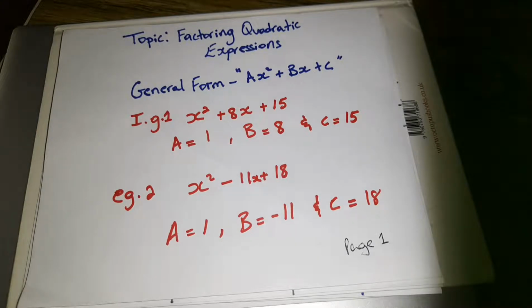Now, factorizing quadratic expression, the general form is x squared plus bx plus c. Notice for the x squared, the coefficient is called a. For the x term, the coefficient is called b, and the c term is a constant. Example, x squared plus 8x plus 15, where a is 1, b is 8, and c is 15. X squared minus 11x plus 18, where a is 1, b equals negative 11, and c equals 18.